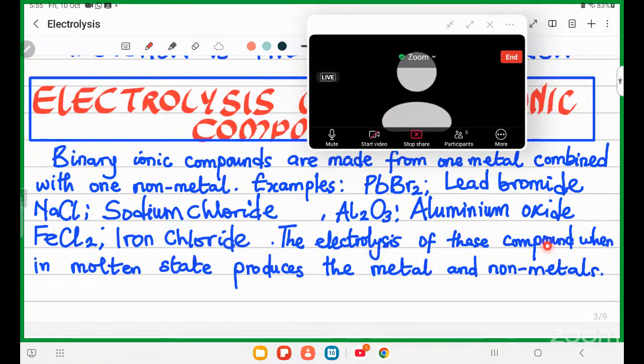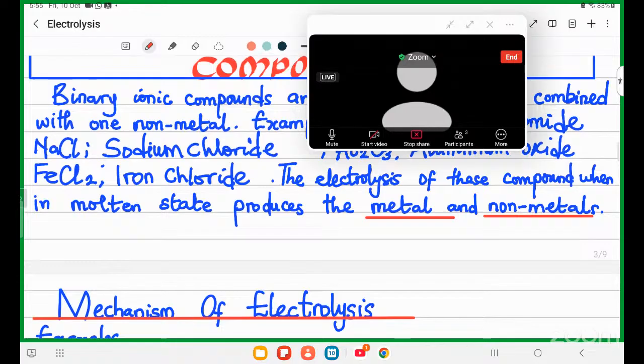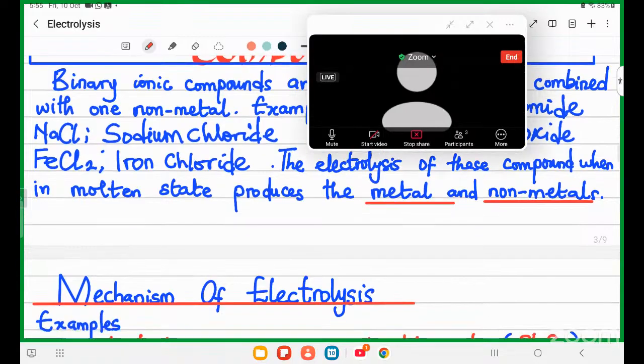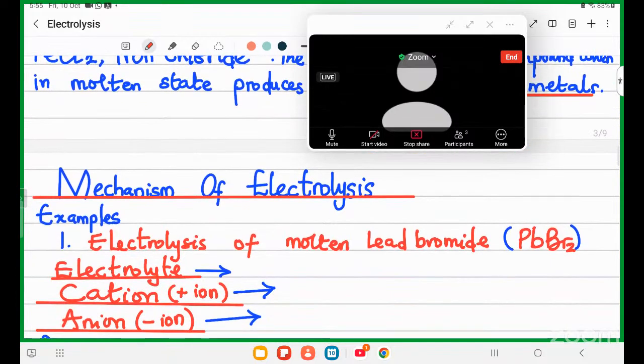Now, the electrolysis of this compound, when in molten state, produces the metal and non-metal. It produces metal and also the non-metal. That is what will be produced at the end of the electrolysis. And how are they going to be produced? So we're going to see that now in these examples. Mechanism. Now let's look at the mechanism of electrolysis. Look at the first example, electrolysis of molten lead bromide.